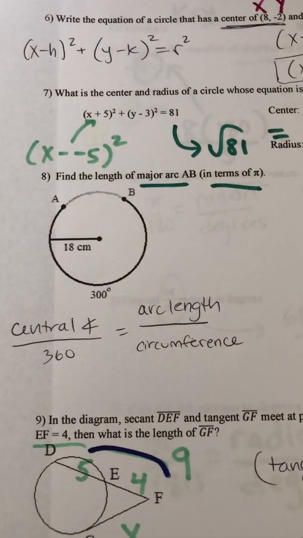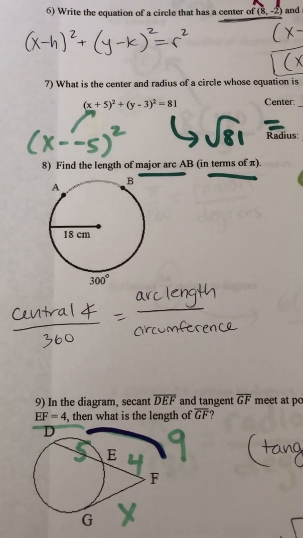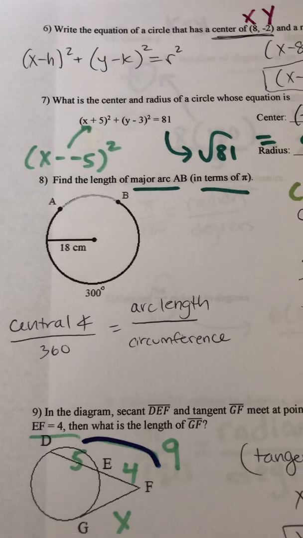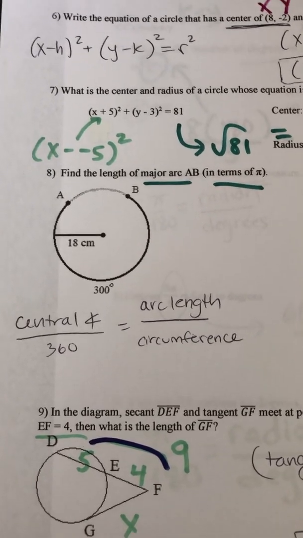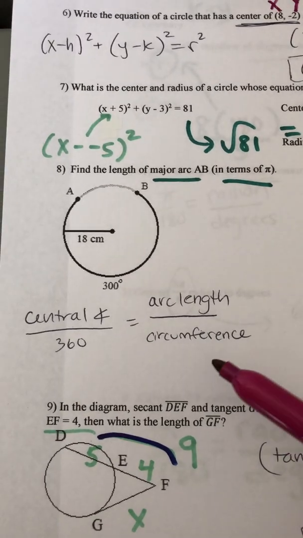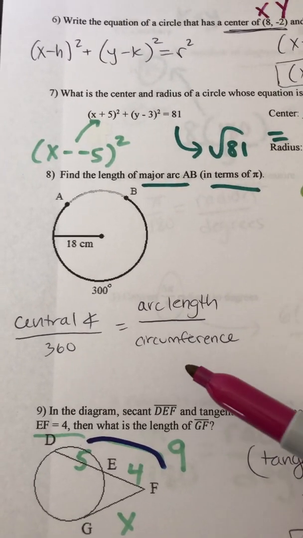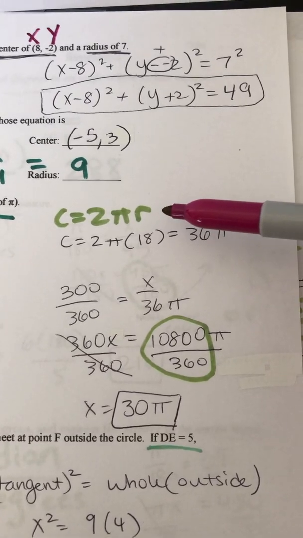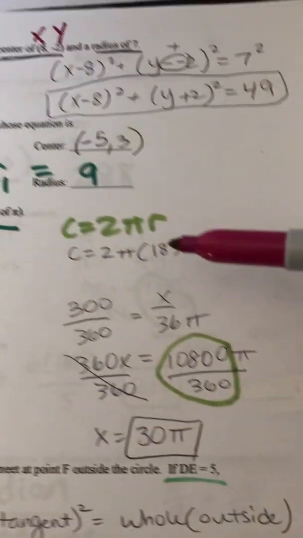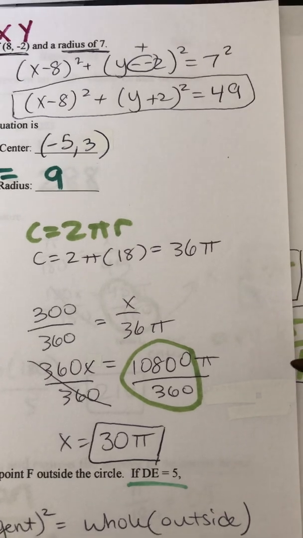Number 8, find the length of the major arc AB in terms of pi. When we think of major arc, you think of circumference, and you think of the formula central angle over 360 equals arc length over circumference. Please write it down so that you have the correct formula. Same thing with circumference. You can copy that from the reference sheet. The radius in this example is 18. Plug in 18. 2 times 18 is 36 pi.